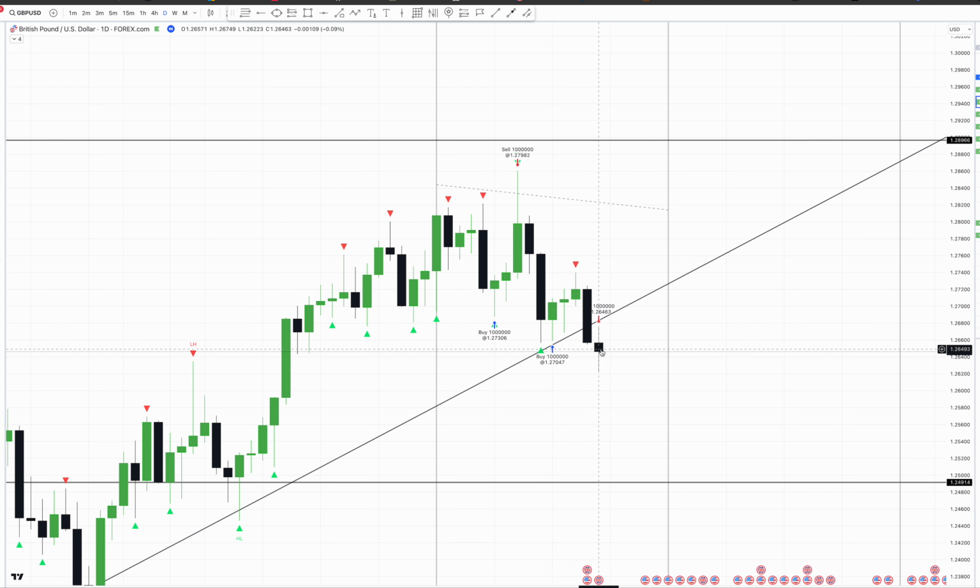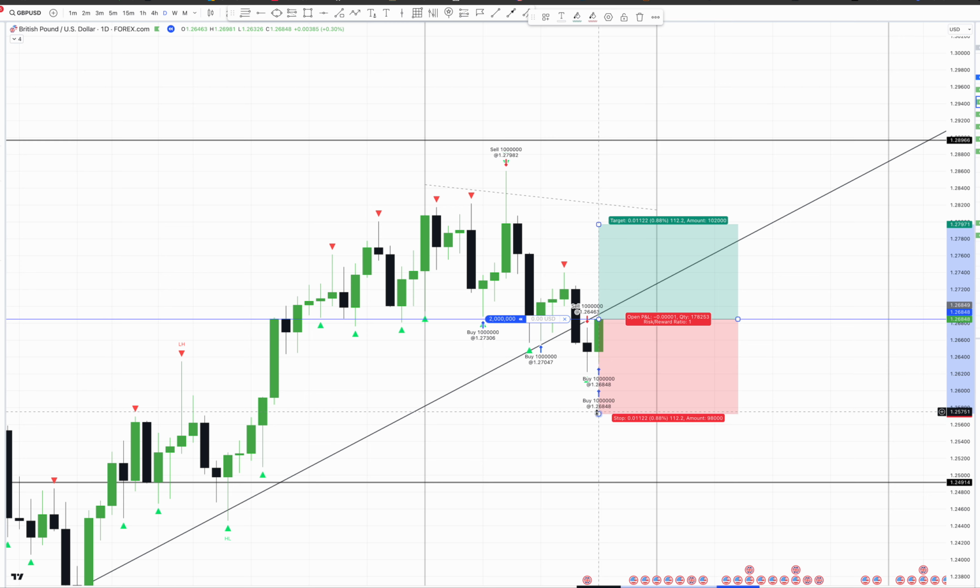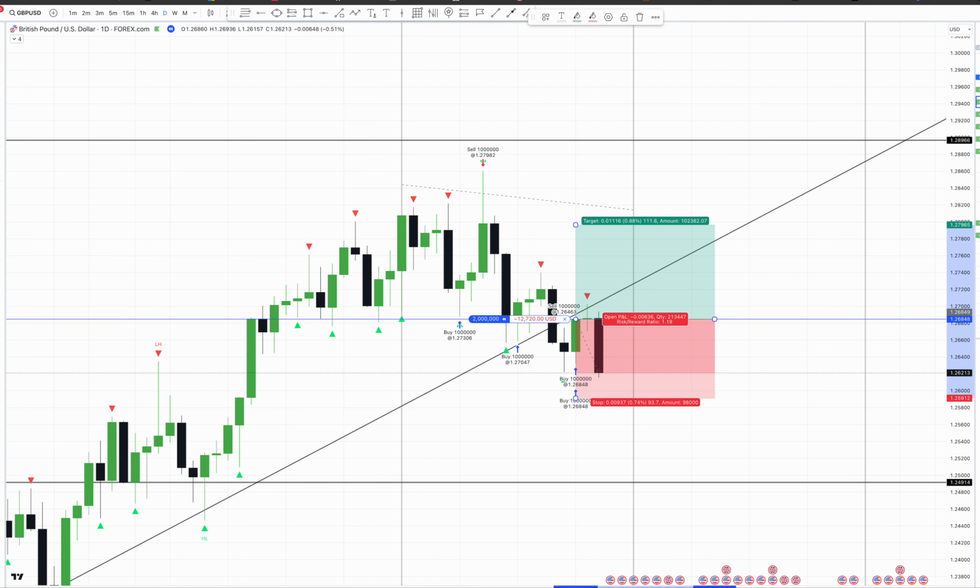We go again. We wait for a rejection block again. Now buy again, targeting this high. So it will be something like that. So I'll probably let it run a little bit higher because I don't want less than 1R.